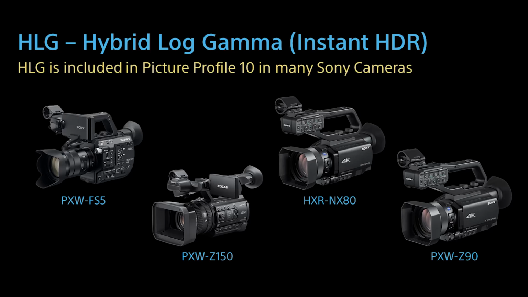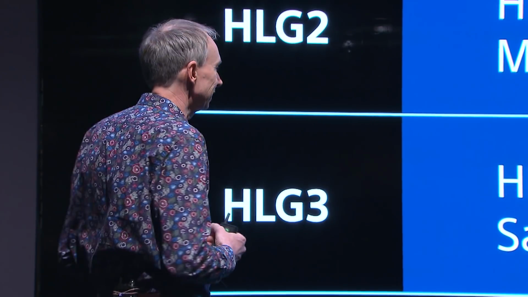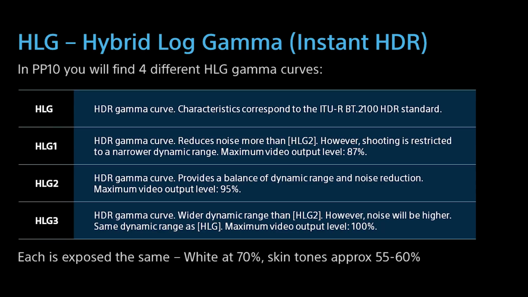So these are the cameras, or some of the cameras from Sony that have hybrid log gamma in them as standard: the FS5, Z150, NX80, Z90, and there are more cameras being added to this selection as we go along. To use hybrid log gamma, we have to select the hybrid log gamma curve in the camera, and these are in the picture profiles in these cameras. It's in picture profile number 10. And once we're in that picture profile, we have some choices that we need to make.